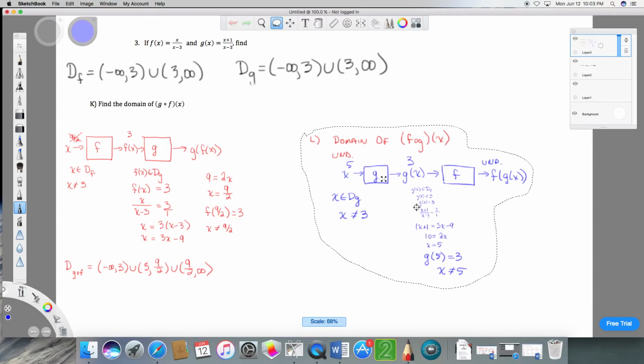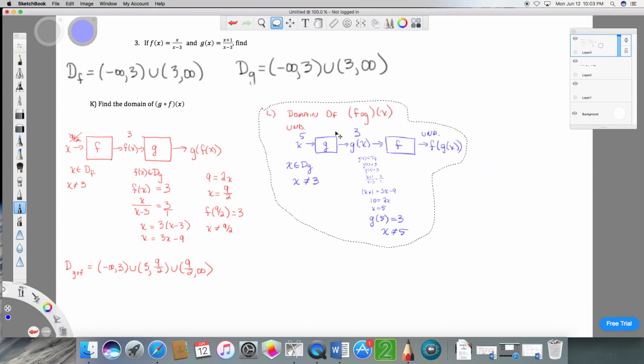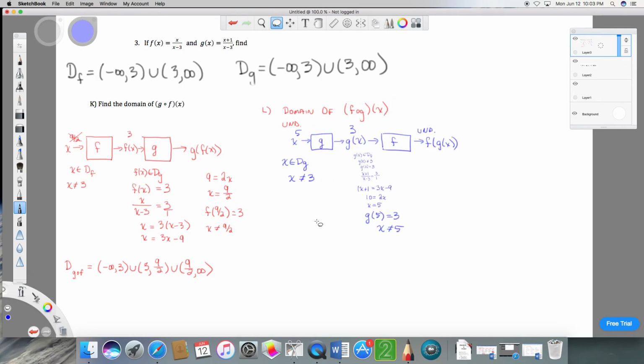Written in interval notation, this domain of g composed with f is the set of all real numbers, excluding the number 3, excluding the number 5, but everything else is okay. So there's our final answers for K and L.